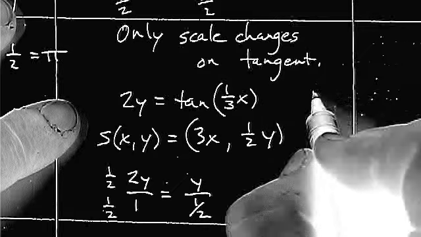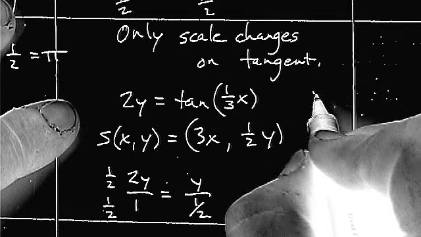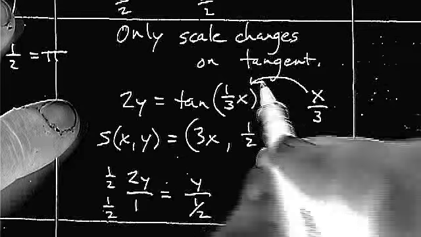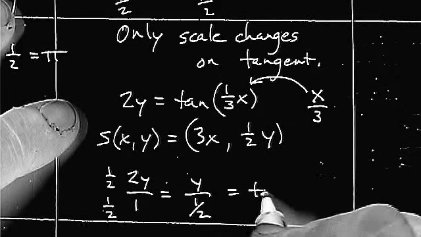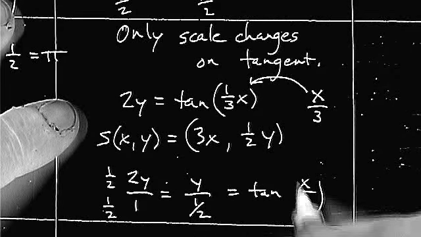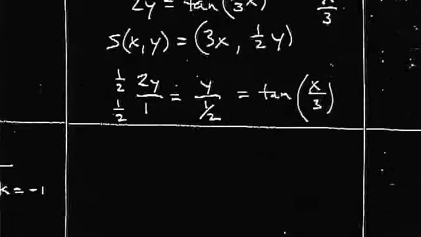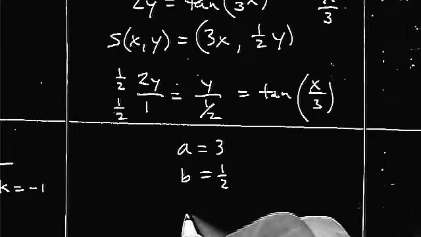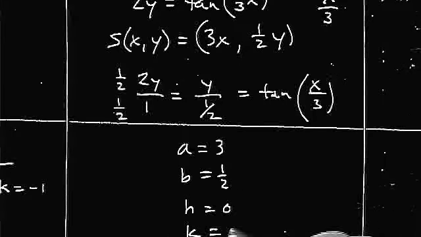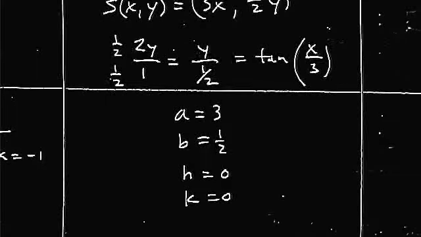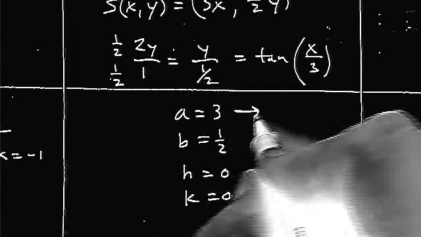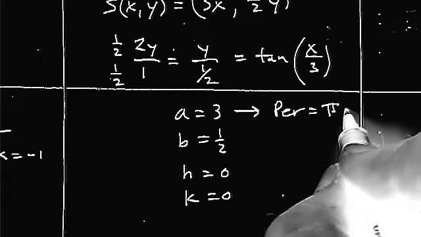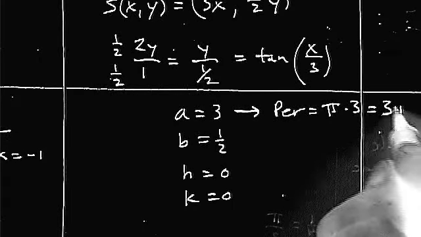And inside there, that 1/3 x is the same thing as x over 3. So we could say that's equal to tangent of x over 3. And then it looks a lot like what we're used to. A is 3, b is 1/2. And as I promised you, there would be no translation at all of the tangent function. So what's the period? Be careful. The original period of the tangent function was 1 pi. We're multiplying it by 3, so it's now going to be 3 pi.